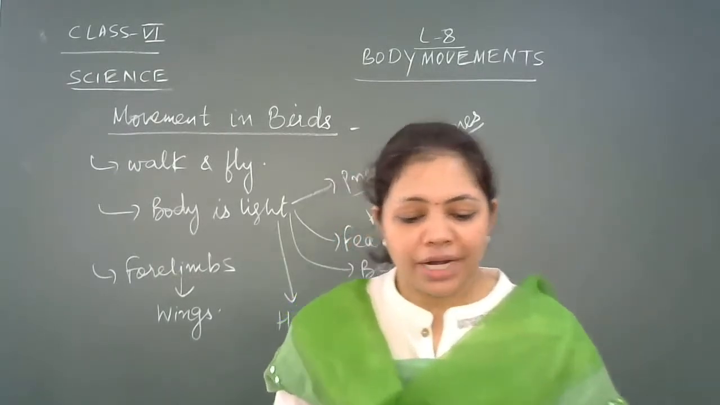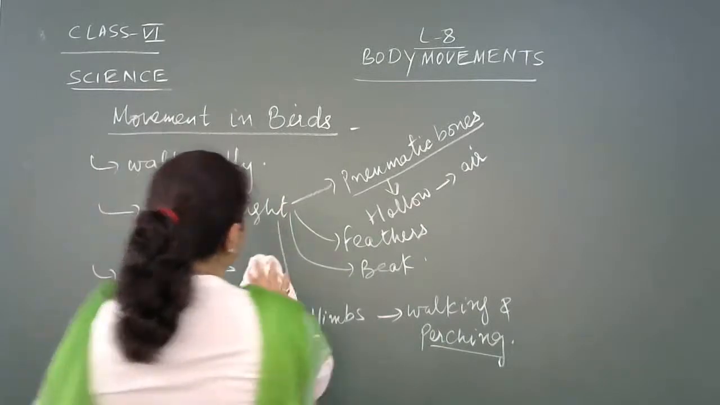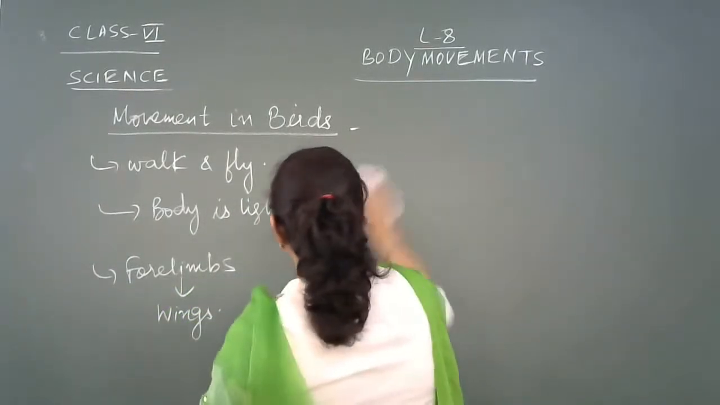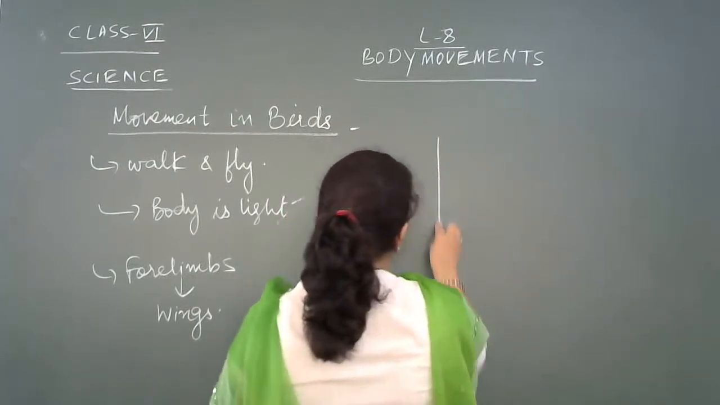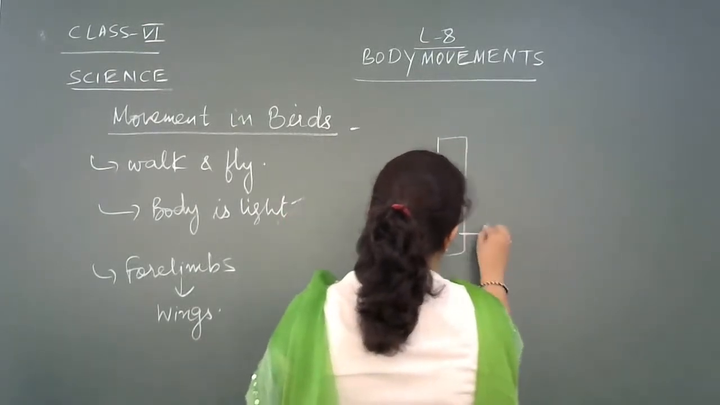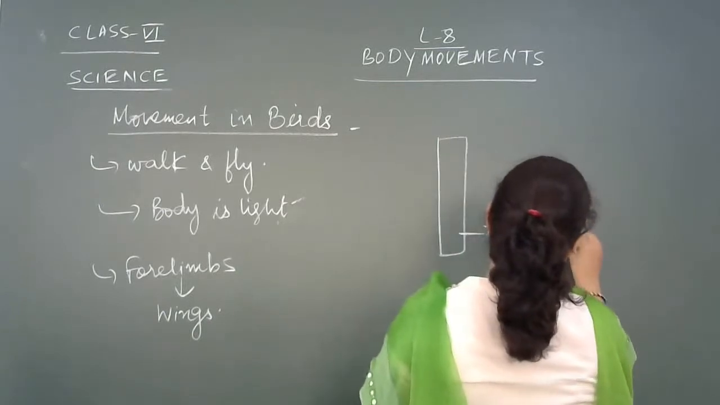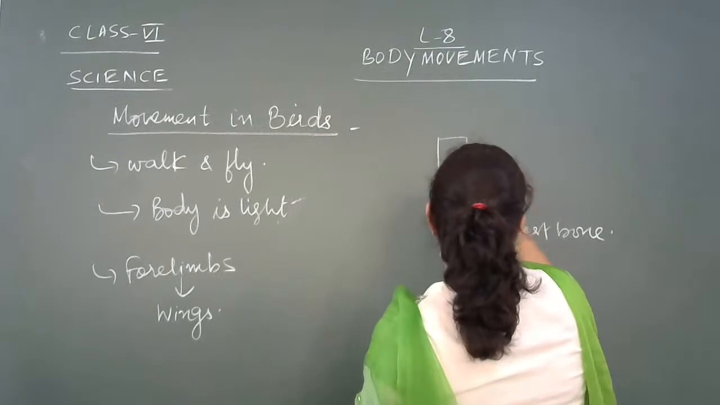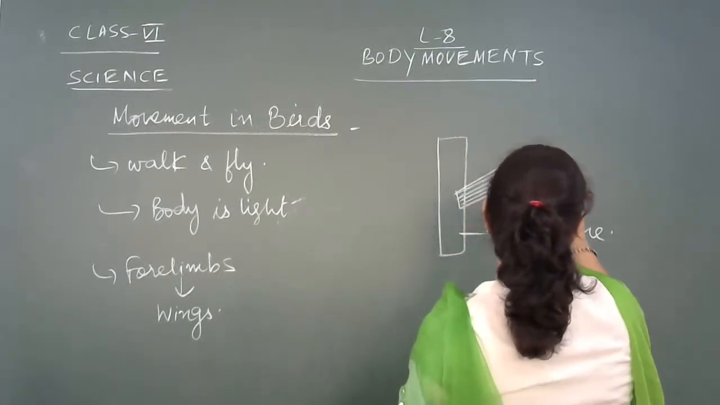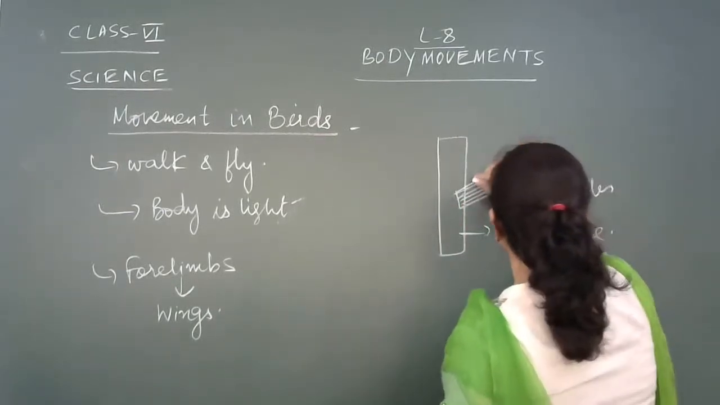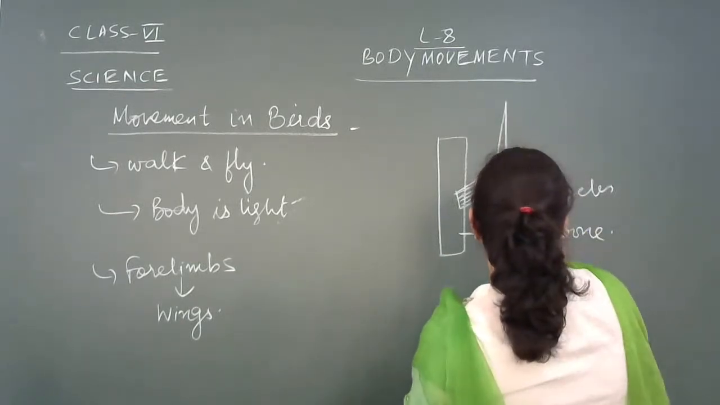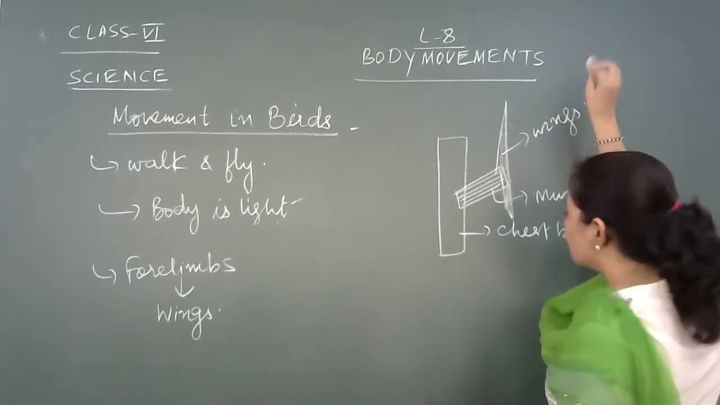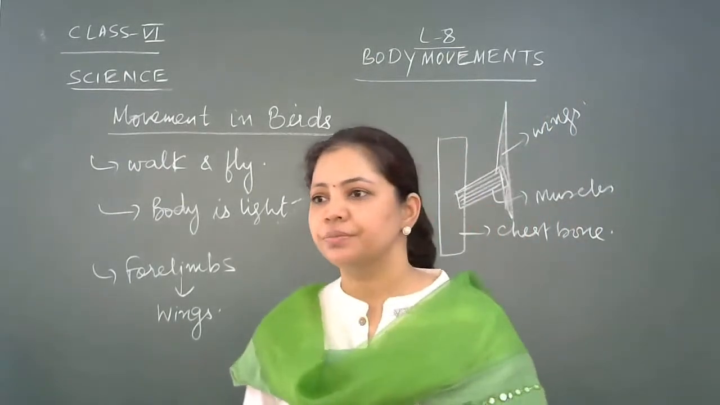Right? Now that is for flying. In the case of a bird, there is a bone which we call the chest bone. And to the chest bone are attached strong muscles. And to these muscles are attached the wings. Right? Okay?